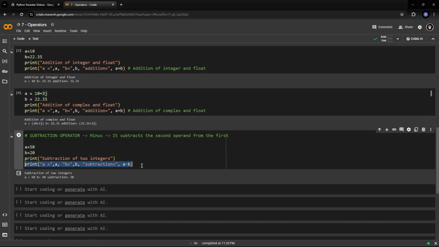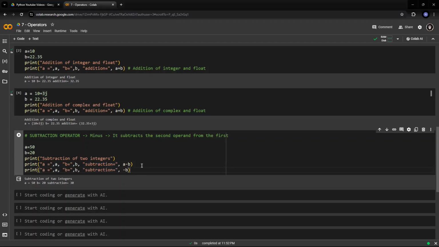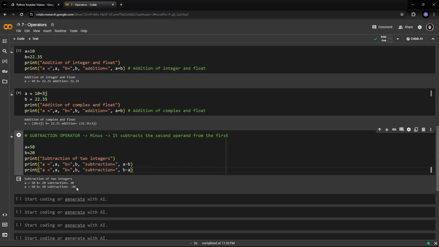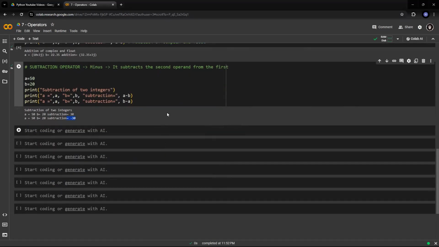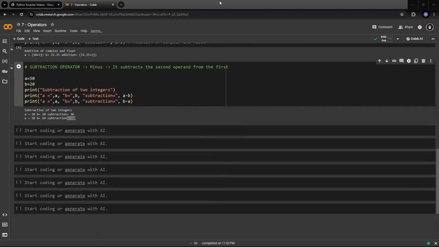Now, if I try to do it the other way, if I try to subtract A from B, so B minus A, since B is smaller than A, it should give me a negative number. So you see this, minus 30. Since A is bigger than B, if we try to subtract A from B, then it will come to be a negative number.